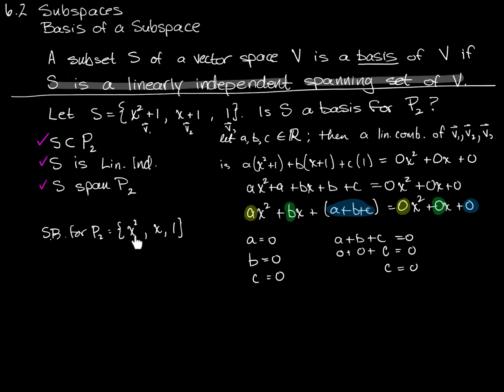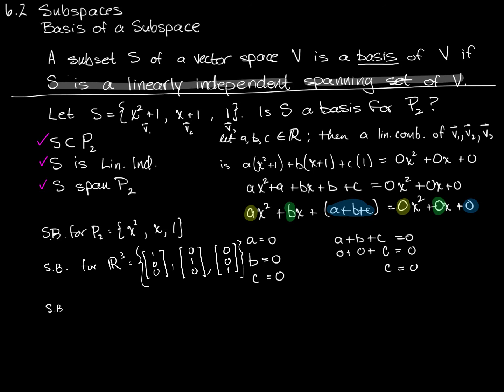If you do the same criteria check on these 3 vectors, you'll find that they form a subset of P2, they are linearly independent, and they span P2. So this is also a basis. And in fact, there are no extra coefficients or things hanging on here, so this is the standard basis for P2. This is equivalent to saying that the standard basis for R3 is the vectors 1, 0, 0, 0, 1, 0, and 0, 0, 1. Right, that's the standard basis for R3.